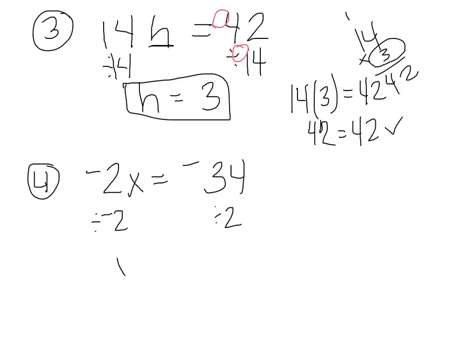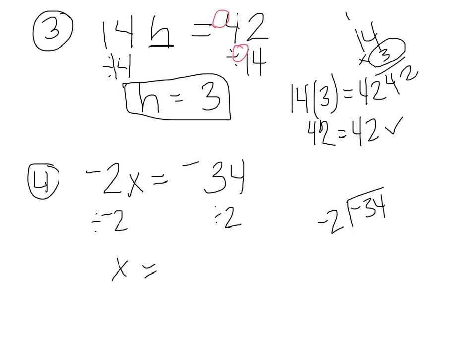So again, we're left with x on the left side. And then I have negative 34 divided by a negative 2. My signs are the same. When I have the same signs, whether they're both positive or both negative, my answer is always going to be a positive number. So now I just divide it out.